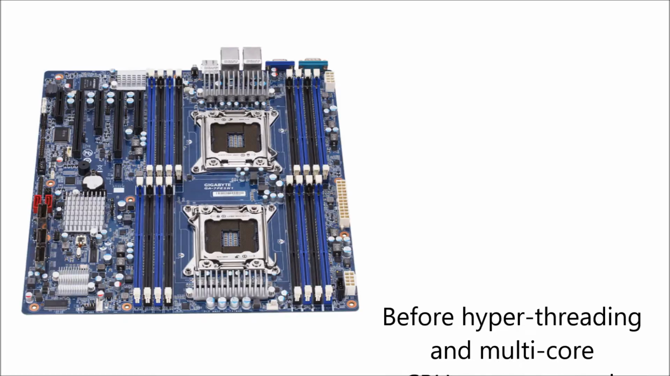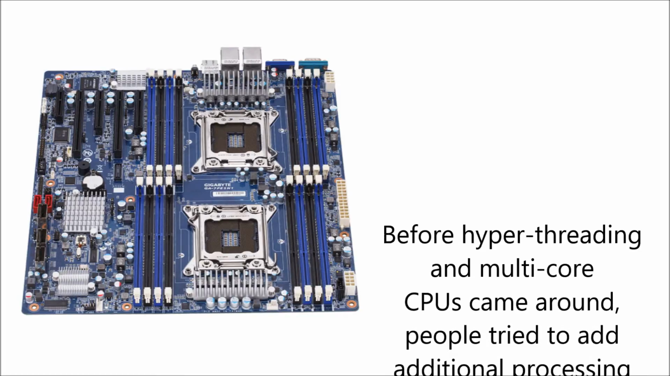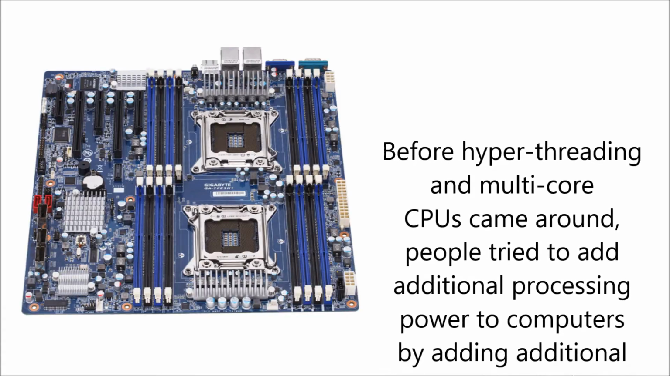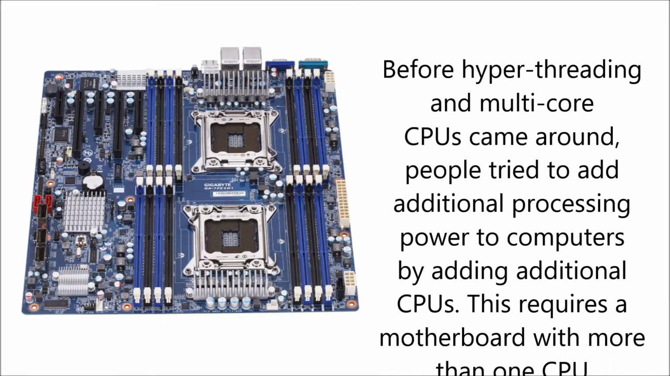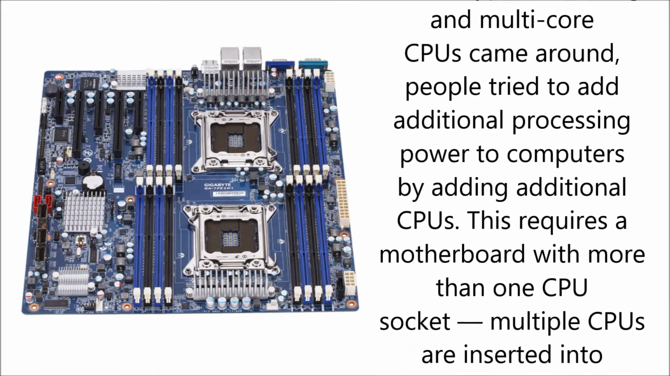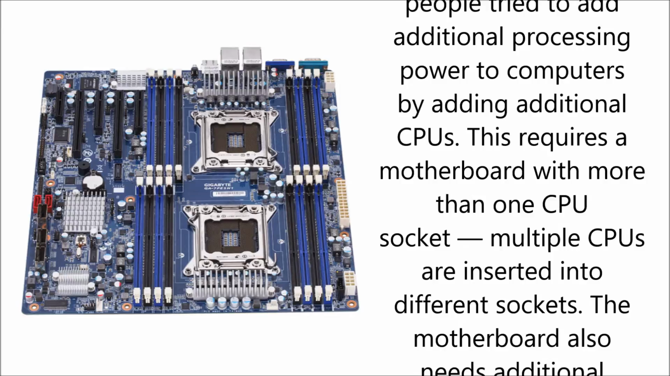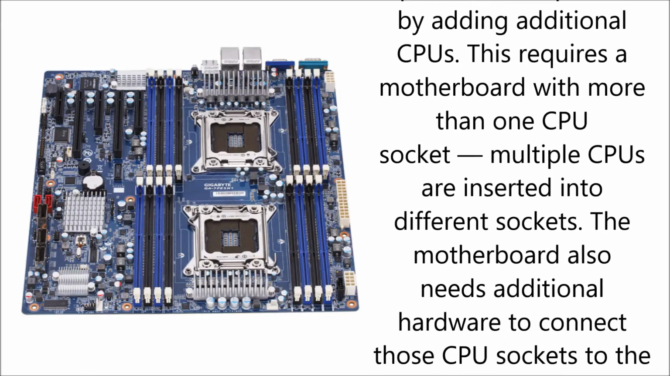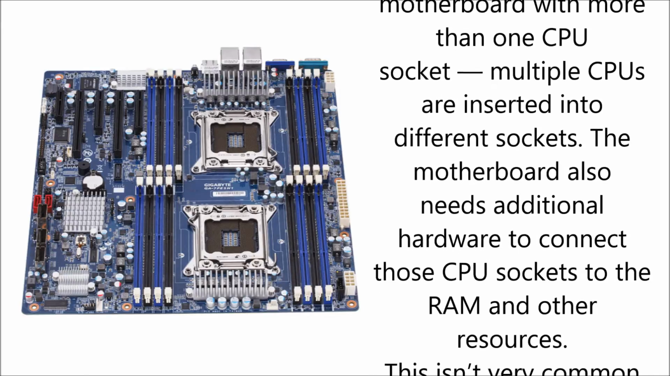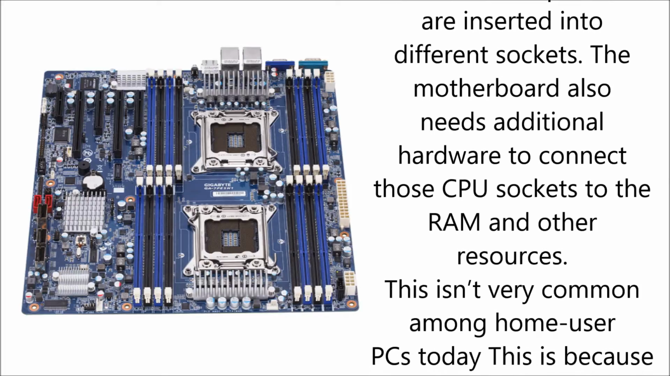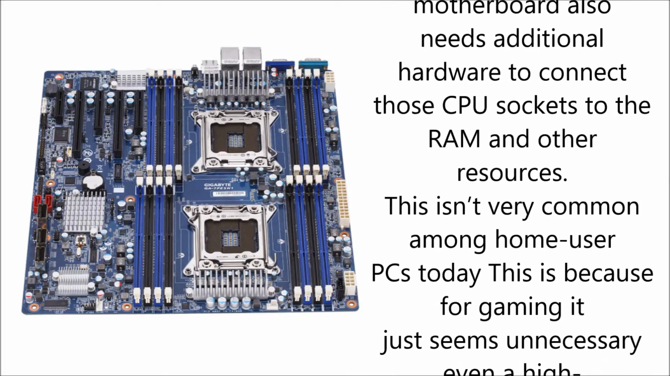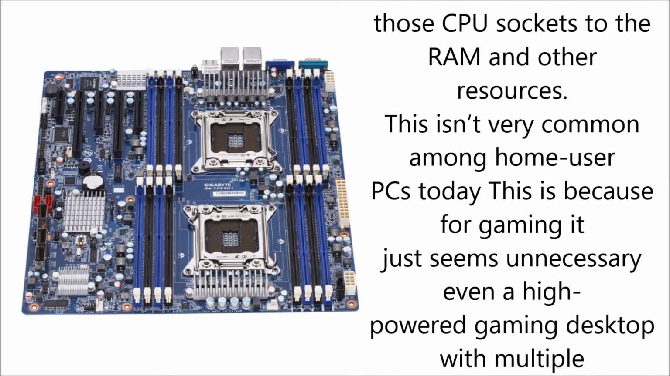Before hyperthreading and multi-core CPUs came around, people tried to add additional processing power to computers by adding additional CPUs. This requires a motherboard with more than one CPU socket. Multiple CPUs are inserted into different sockets. The motherboard also needs additional hardware to connect those CPU sockets to the RAM and other resources. This isn't very common among home PCs today.